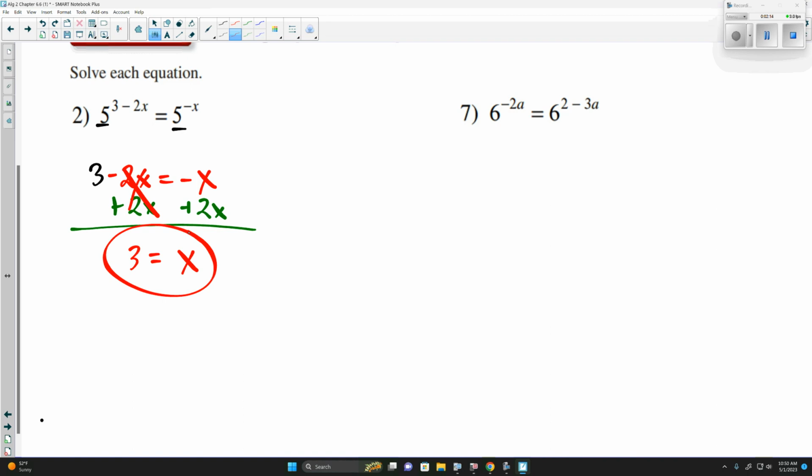And this is it. Guys, this is it. Because if the bases are the same, then the exponents must be also. So we set the exponents equal to each other and solve for the value of x. Yeah, we can plug it back in to check to make sure it works. So 5 to the 3 minus 2 times 3. See if this is the same as 5 to the negative 3.